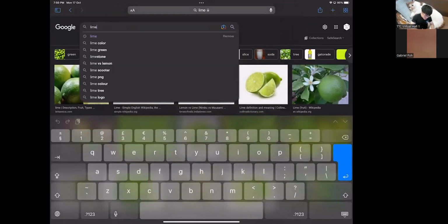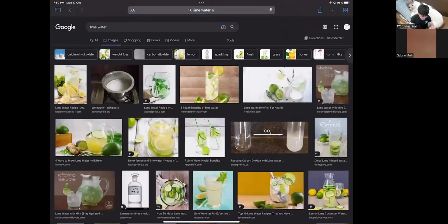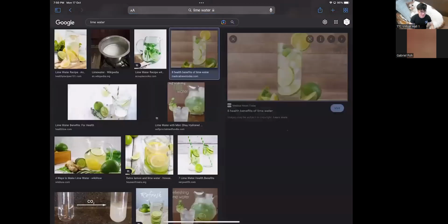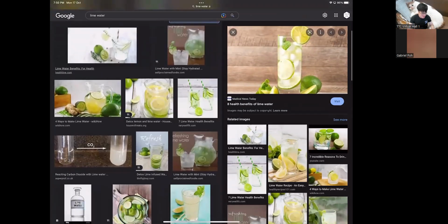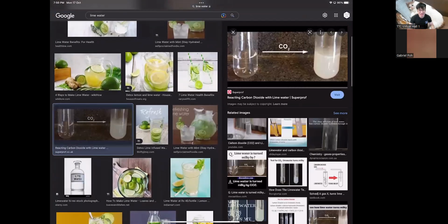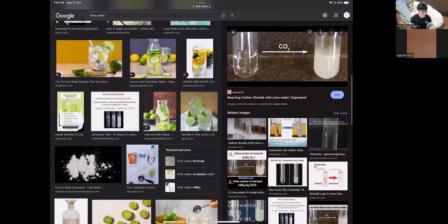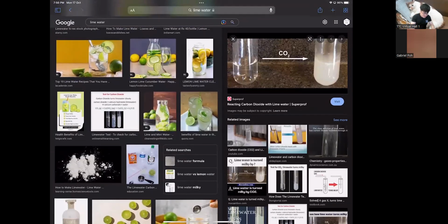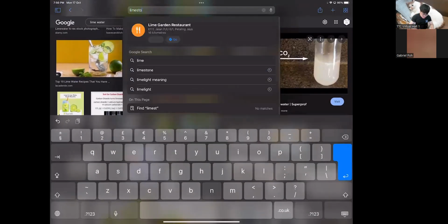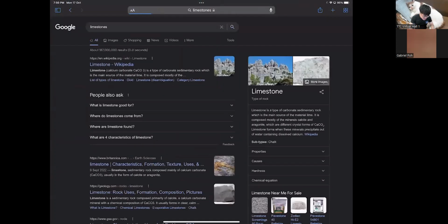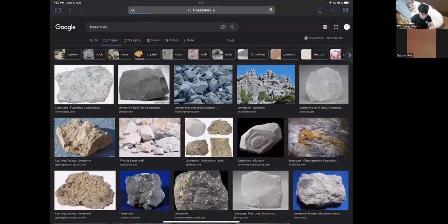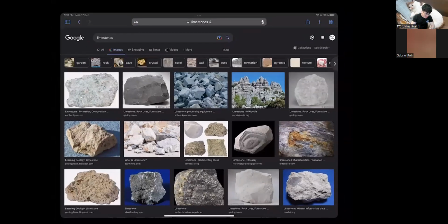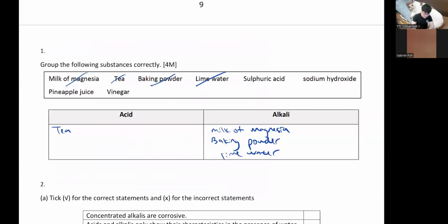But lime water is actually a type of stone water. Not this. Certainly not this. Lime water is this. Why do we call this? Because they are called limestones. Limestone, this thing is alkaline. Not that fruit you eat. So they are alkaline.